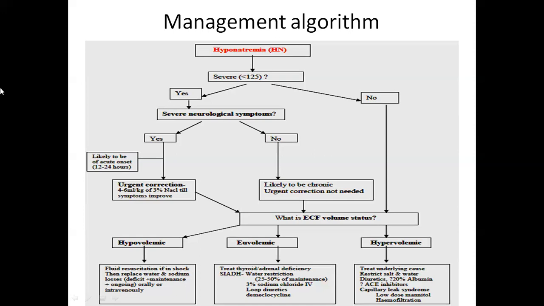And in hypervolemia, the same: you need to try to restrict, and treat the underlying cause, which is very important. In the case of nephrotic syndrome, you need to give albumin, you have to fill the albumin. Unless you fill the albumin, your sodium cannot be corrected that much. So treat accordingly, mainly restriction of salt and water along with diuretics. Sometimes you need to combine it with 3%, but very rarely is 3% needed here.